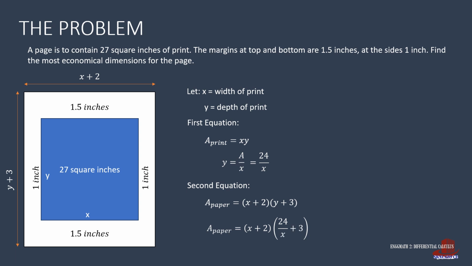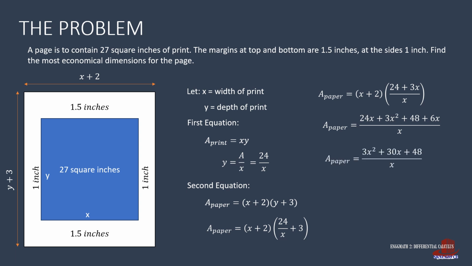So substituting y, or 24 upon x, into the function, we get the area of the paper as x plus 2 times 24 over x plus 3. Take the LCD of the second term, which is x, and transform the whole term into 24 plus 3x. This is multiplied to the other binomial to have 24x plus 3x squared plus 48 plus 6x all upon x. Collect similar terms and have 3x squared plus 30x plus 48 all over x.